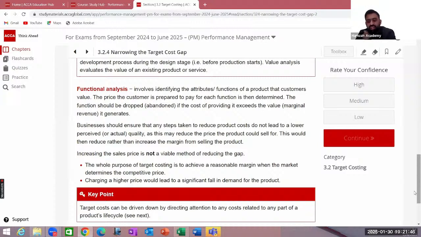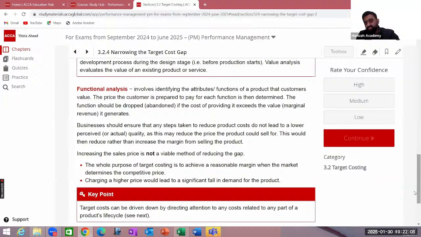Business should ensure that any step taken to reduce the product cost does not lead to lower perceived or actual quality, as it may reduce the price the product could sell for. This would then reduce rather than increase the margin from selling the product. Increasing the sale price is not a viable method to reduce the cost gap.